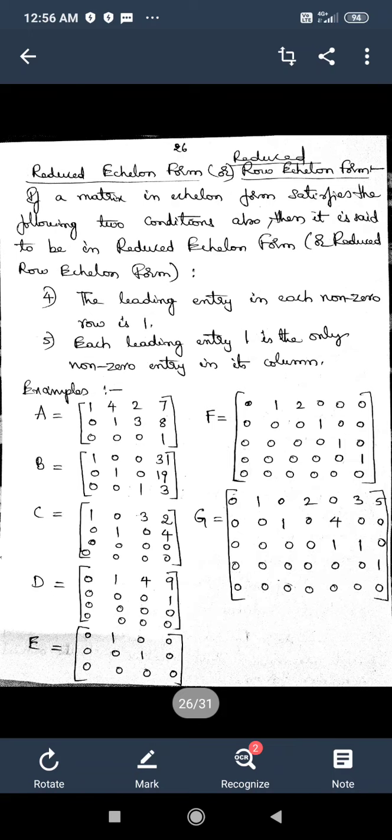And the fifth condition states that each leading entry 1 is the only non-zero entry in its column. Definitely, by the echelon form condition, the elements below the leading entry are 0. So this condition is also stating the same thing, that each leading entry 1 is the only non-zero entry in its column.